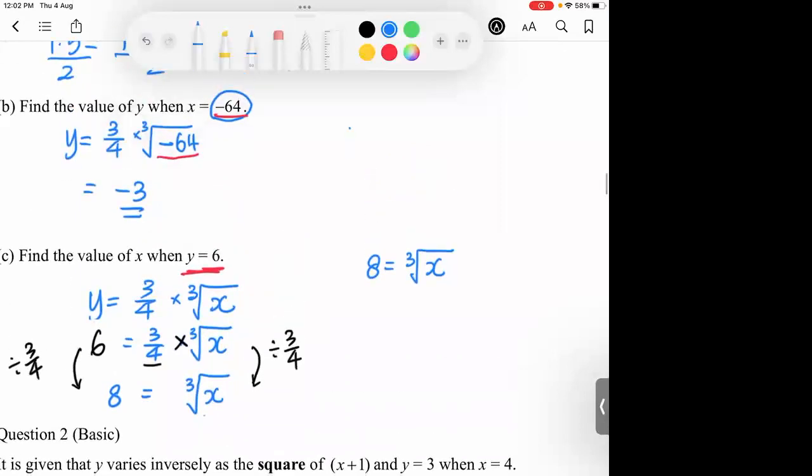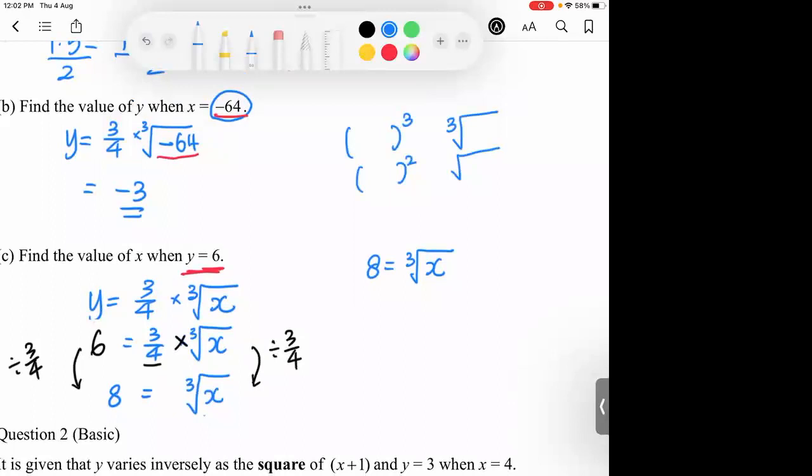What we need to know, if I have something cubed, the opposite is cube root. If I got something squared, the opposite is square root. If I got multiplication, the opposite is division, sorry. If I got addition, the opposite is subtraction. So they are opposite of each other.